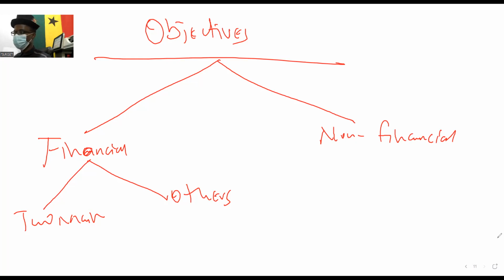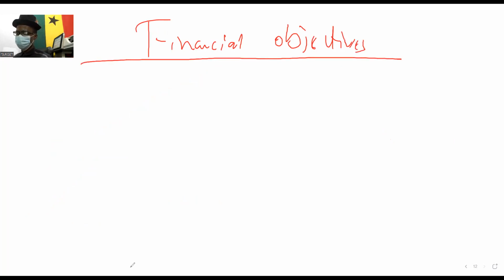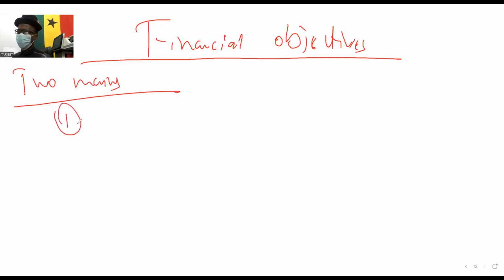Now let's go to financial objectives. So I'm starting with financial objectives. Now, the objectives relate to the key factors for business success. So here there are a lot. Now, the financial objectives, we can basically start from what you call the shareholders' wealth maximization. The two main ones are, in fact, let me talk about profit maximization.